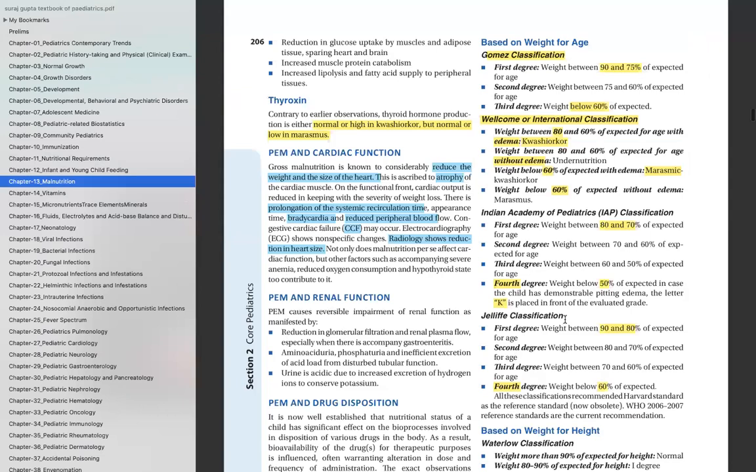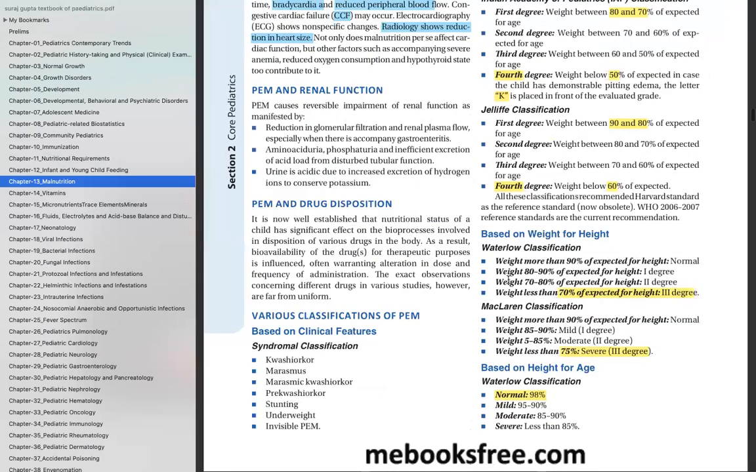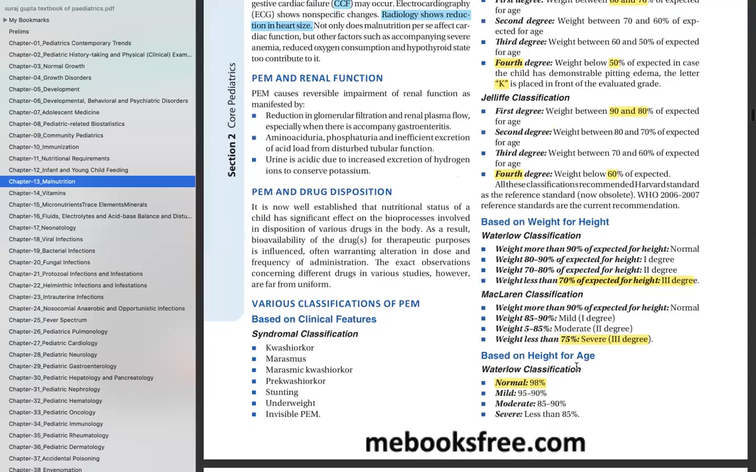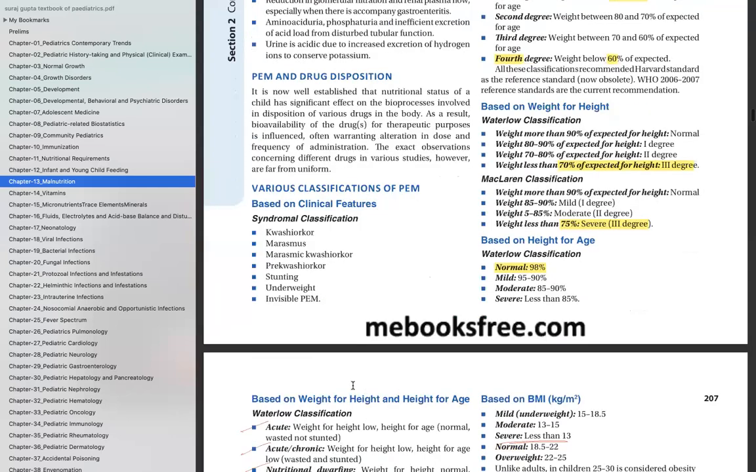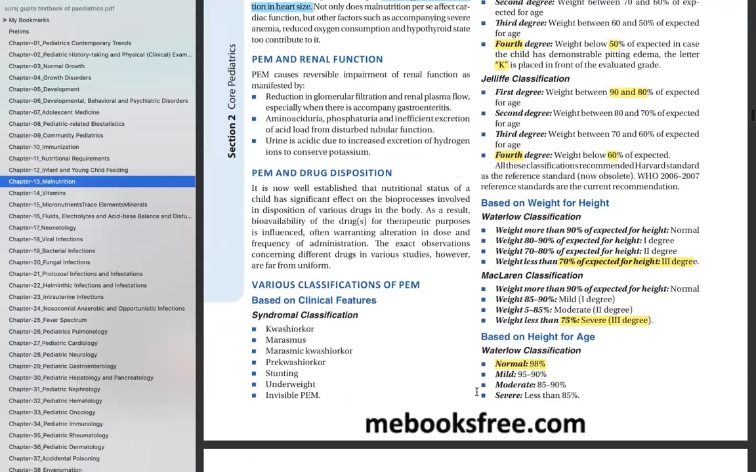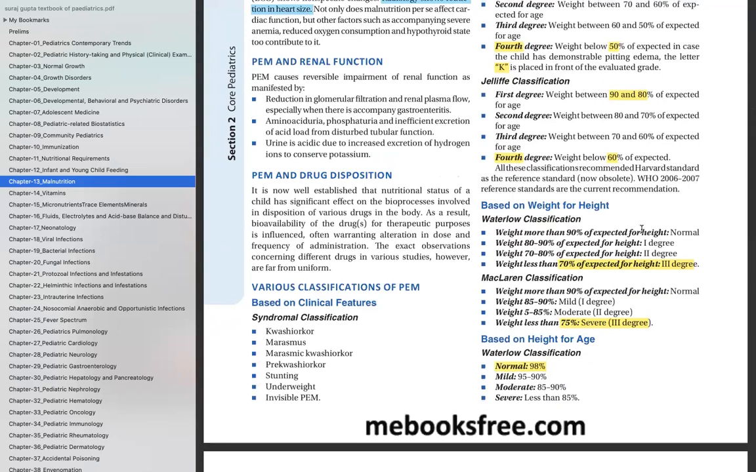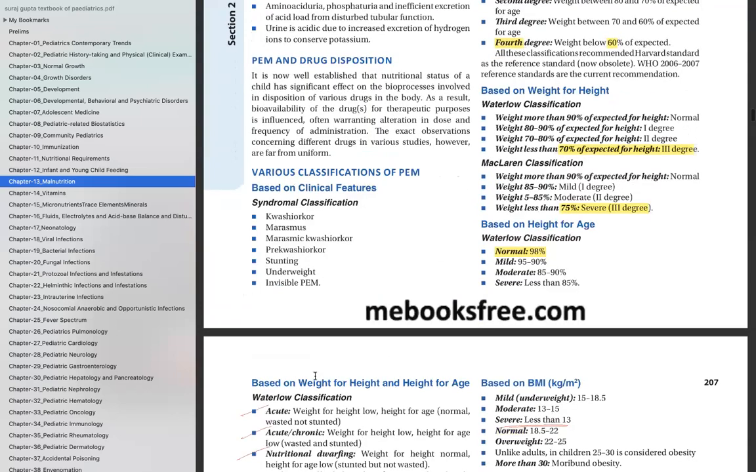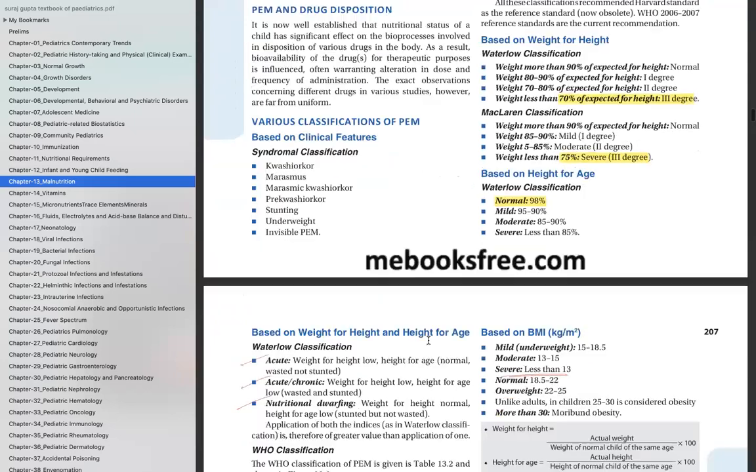So Waterloo has only 3 classifications. Waterloo based on weight for height, Waterloo based on height for age, and also the Waterloo based on both weight for height and height for age. So the Waterloo has 3 classifications. Okay, so Waterloo weight for height is there, and Waterloo height for age is there, and another thing is Waterloo both weight for height and height for age.